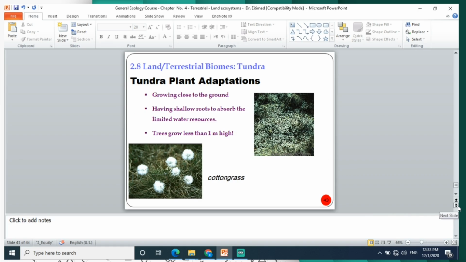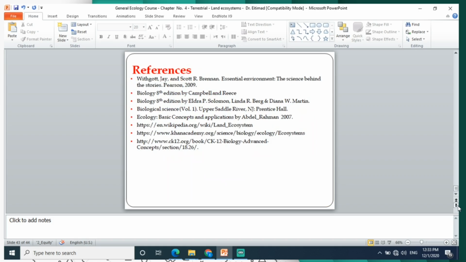Regarding the plants' adaptation, they grow close to the soil because the soil is poor and at the same time covered with ice. The plants have shallow roots to absorb limited water resources because there is little water. Even if there are some trees there, they will not be more than 1 meter. All of them are less than 1 meter in height, and grow very, very slowly.